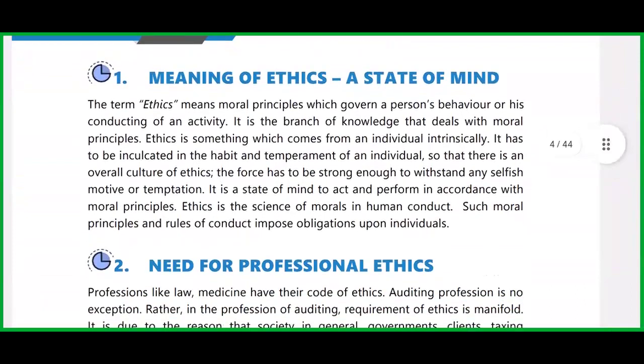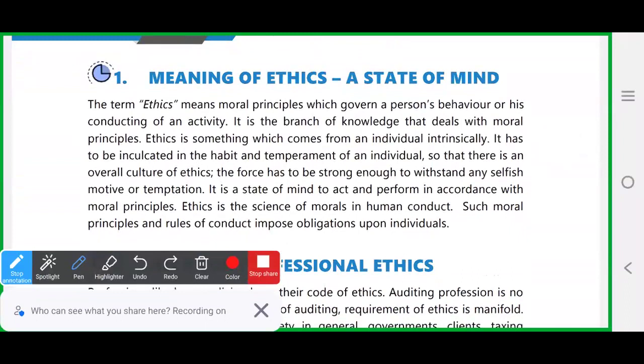Okay, so here ethics is explained. The term ethics means moral principles which govern a person's behavior. It is a branch of knowledge that deals with moral principles. Ethics is something which comes from the individual intrinsically. Whatever is coming from inside a person is termed as ethics here, which is a habit, a temperament of an individual.